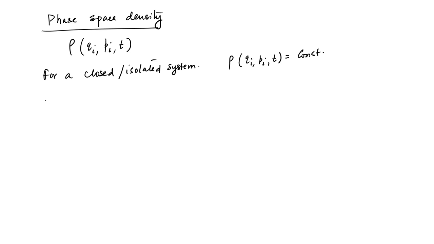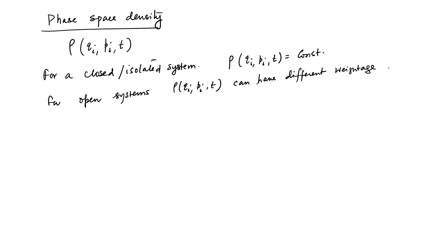However, for open systems, what we mean by open system once again is a system in contact with a heat reservoir, so that it could either exchange energy or even exchange number of particles. In such systems, rho may not be constant, and we need a certain quantity in order to find its average. What I mean is that rho(qi, pi, t) can have different weightage at different parts or regions of the phase space.